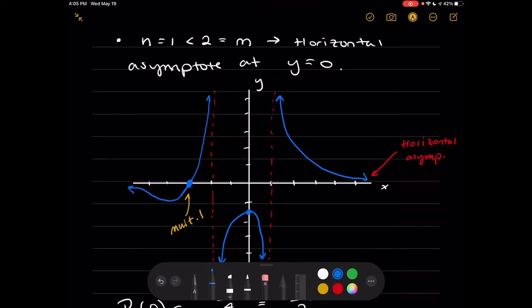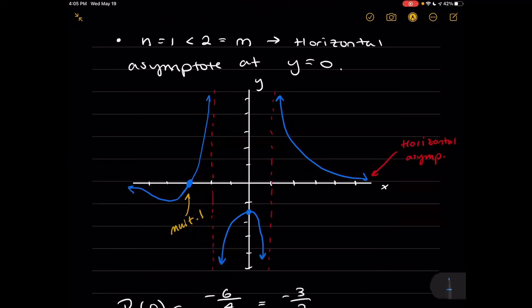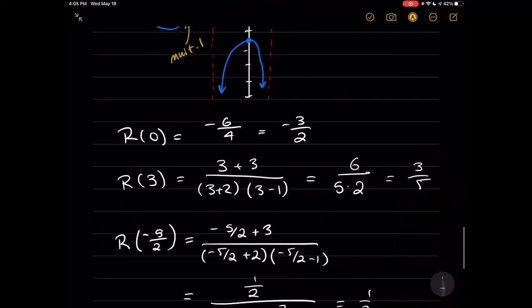Okay, so that's another example of graphing a rational function. Hopefully this review is helpful.